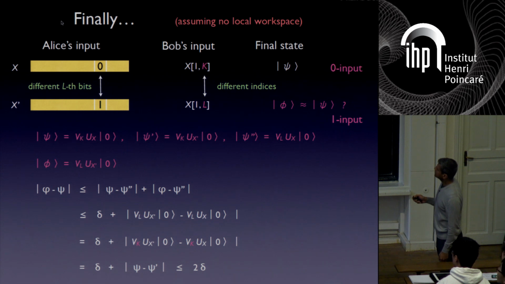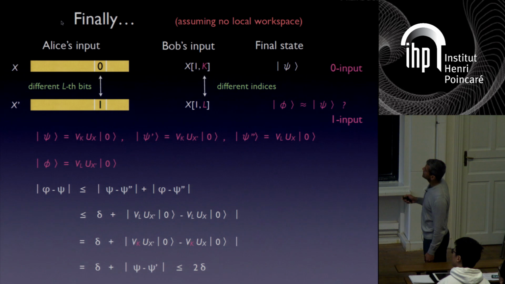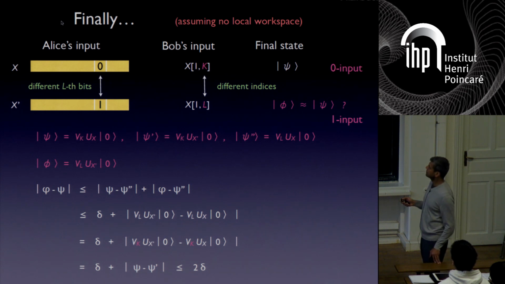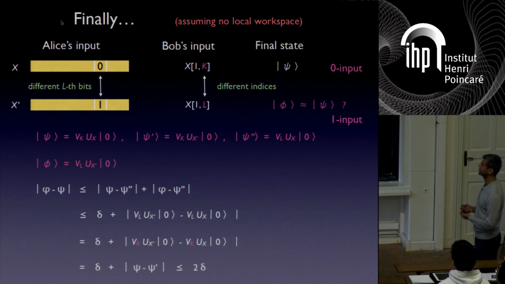So Alice's output state in the first pair of inputs, where you have inputs x and k, is this. Alice applies u sub x, Bob applies v sub k. And similarly for the inputs where we switch x to x prime, keep k the same, or keep x the same, switch the index, or switch both the index and the n-bit string. So those are 4 states that we have.